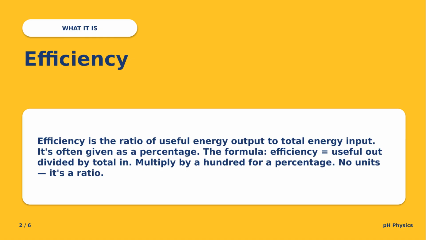Efficiency is the ratio of useful energy output to total energy input. It's often given as a percentage. The formula: efficiency equals useful out divided by total in. Multiply by 100 for a percentage. No units, it's a ratio.